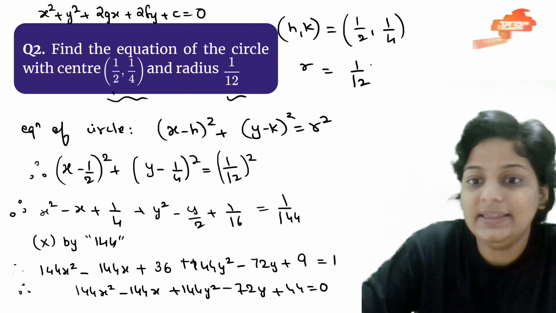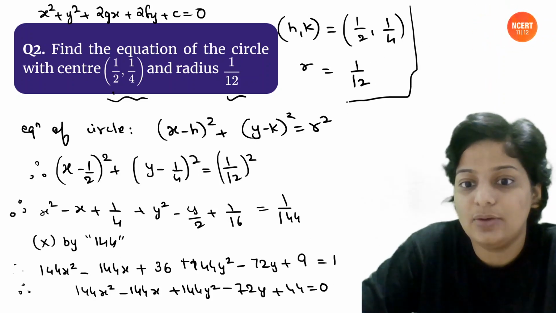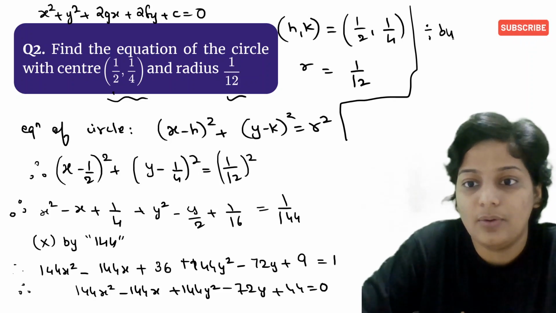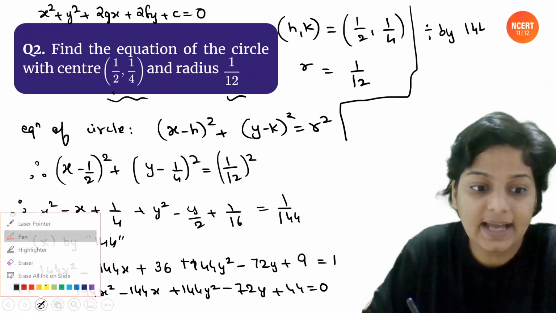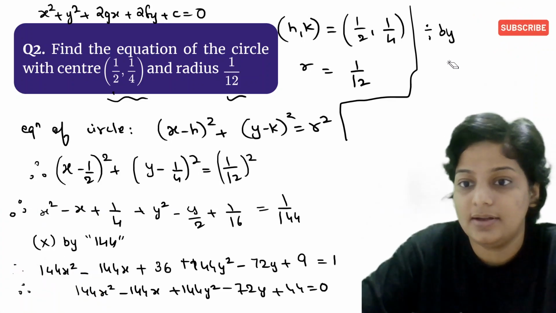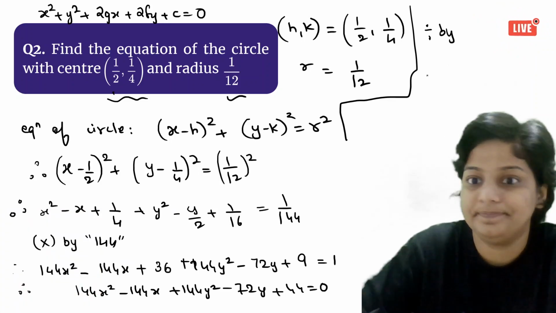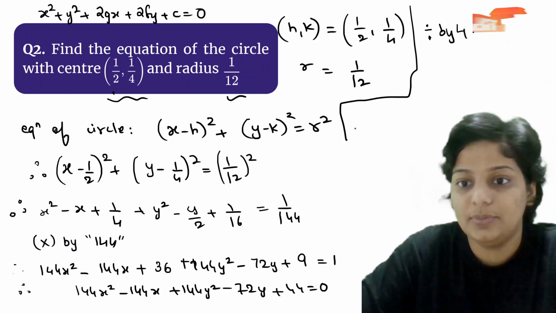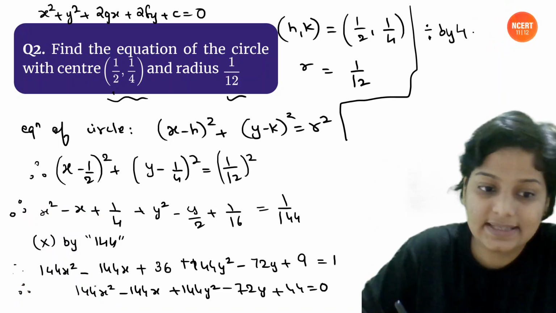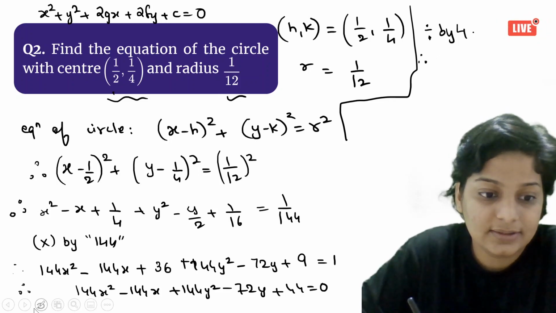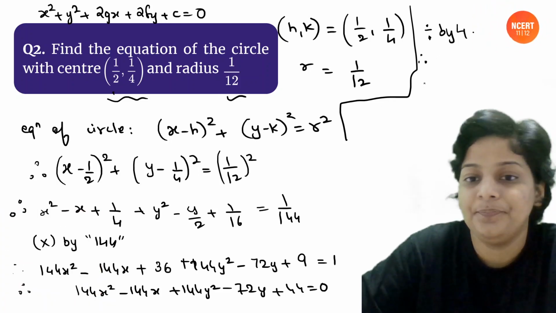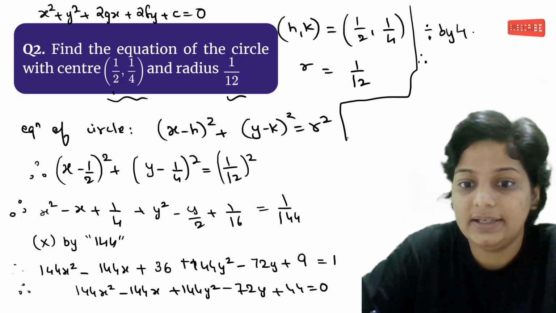I can do one thing. I can divide the entire equation by 144. No. We can divide the entire equation by 4. What say guys? Not 144 but 4. Because 144 doesn't make sense. Let's divide it by 4. So we will get therefore एक दूसरा कलर ले लेते हैं बढ़िया सा. Yes. So we are going to get it equal to after dividing by 4.